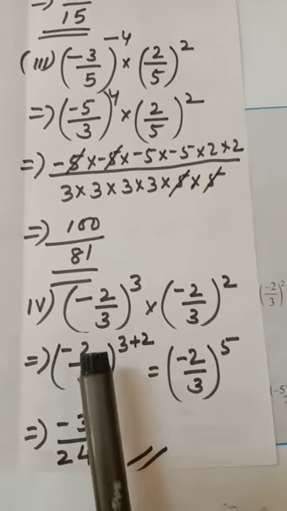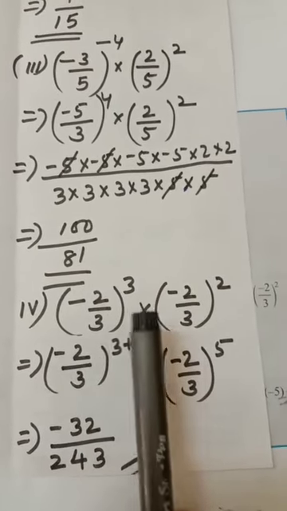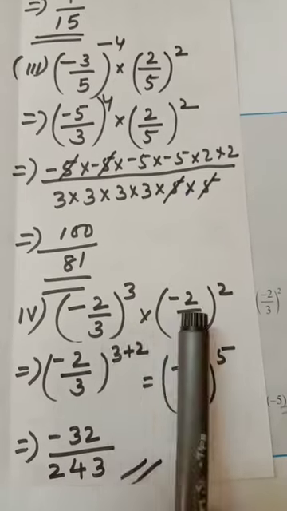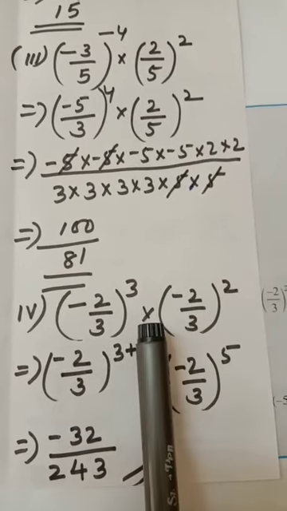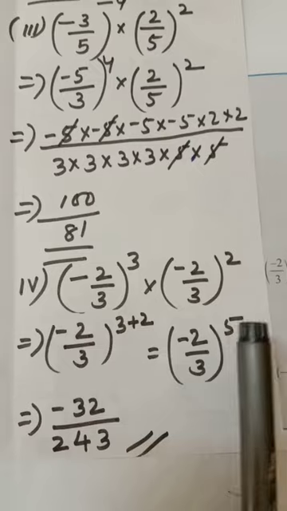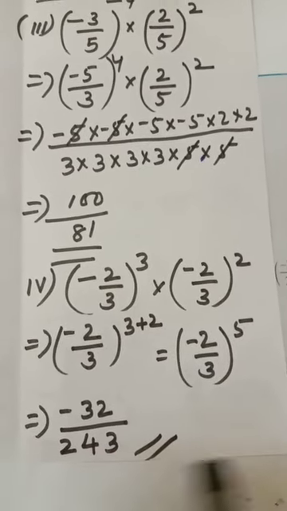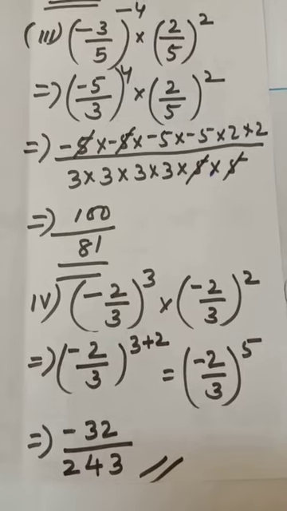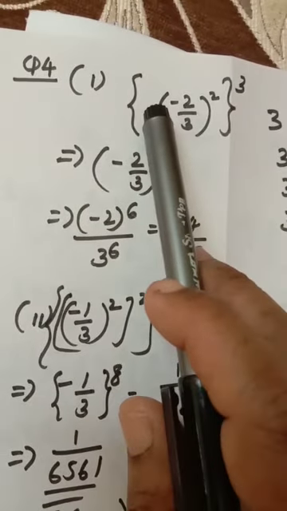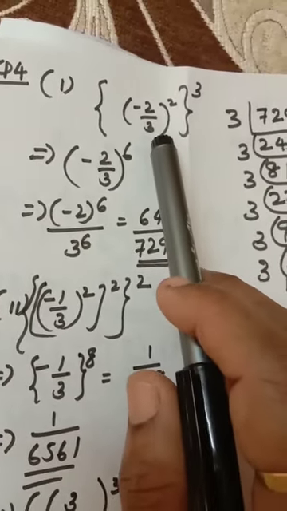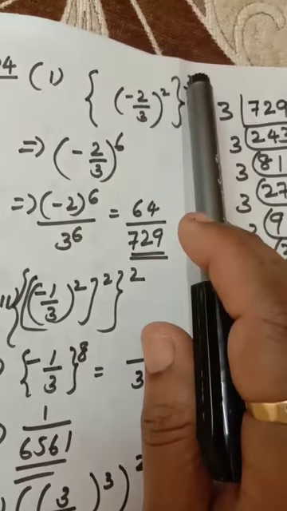Fourth question. Minus 2 by 3 into minus 2 by 3. Base same, power you have to add up because multiplication is there. Minus 2, 5 times, that is minus 32. 3 raised to 5 is 243. Question number 4. Minus 2 by 3 whole square the whole cube.